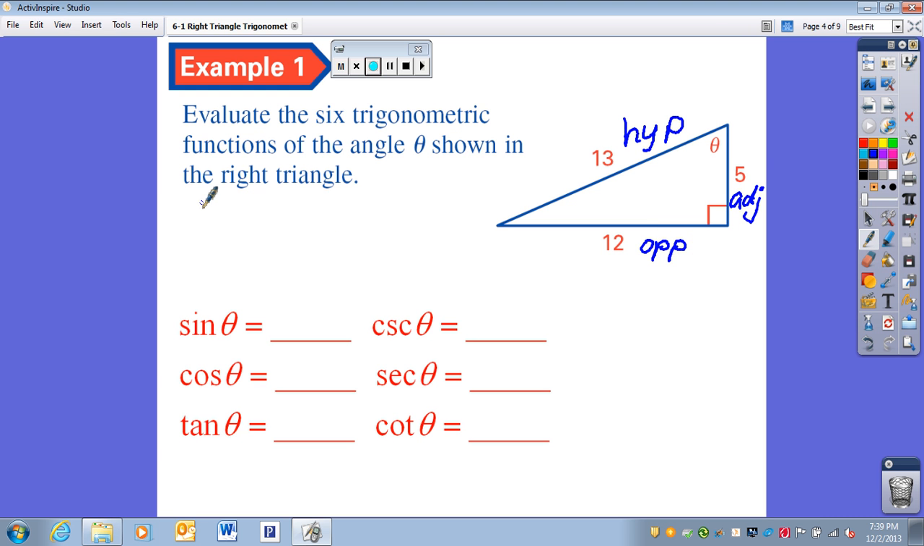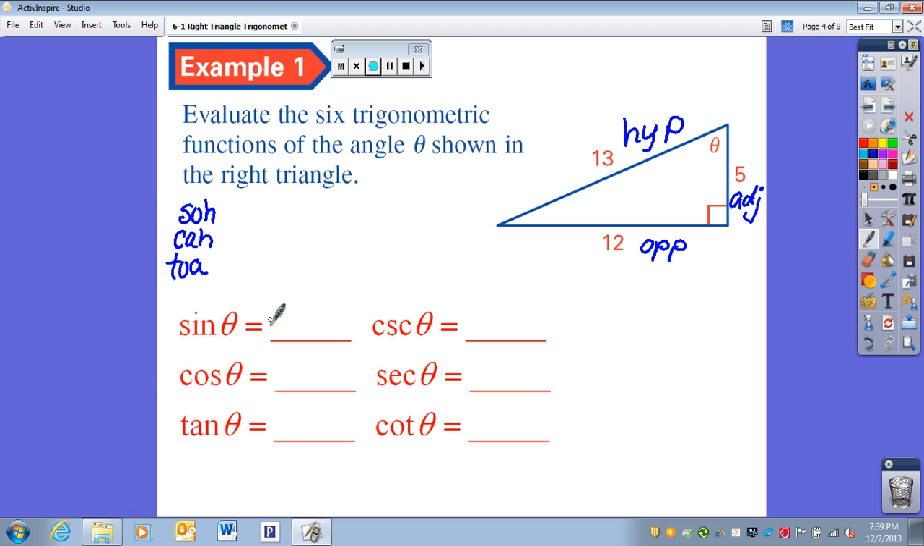Now, when I first learned trig functions, I learned a little word that helped me, which was called SOHCAHTOA, and that gave me that the sine is the opposite over the hypotenuse, the cosine is the adjacent over the hypotenuse, and the tangent is the opposite over the adjacent. And then we know that the cosecant is the inverse of sine, secant is the inverse of cosine, and cotangent is simply the inverse of tangent.